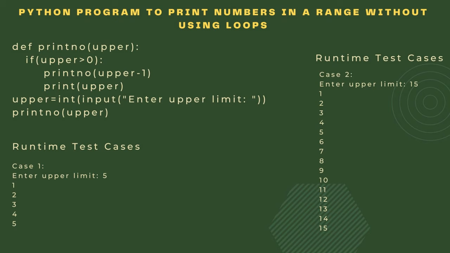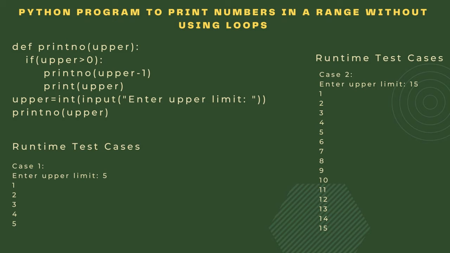This is a Python program to print all numbers in a range without using loops. Problem description: the program takes in the upper limit and prints all numbers within the given range using recursive function. Problem solution: 1. Define a recursive function. 2. Define a base case for that function that the number should be greater than 0. 3. If number is greater than 0, call the function again with the argument as the number minus 1. 4. Print the number.